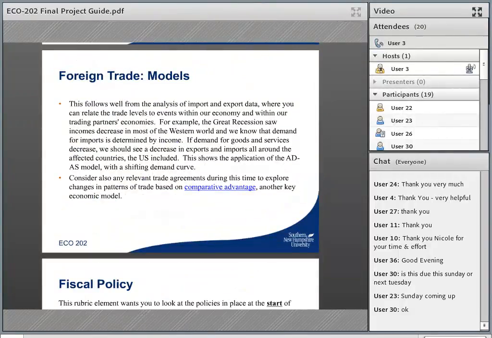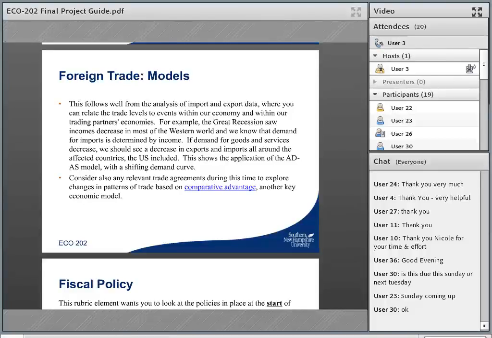All right, and then the next slide for foreign trade picks up where the other one left off. You're going to relate the trade levels to events within the economy and within the trading partners' economies. In the example that we share here, during the Great Recession, we saw incomes decrease in most of the Western world, so in the United States and a lot of Western Europe, Japan, although they're not technically Western world, but they're a major trading partner of ours.